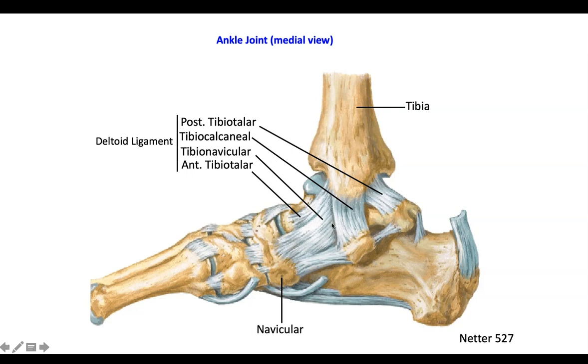The deltoid ligament, or the medial ligament of the ankle joint, has 4 different parts. It has the anterior and posterior tibio-talar part. It has the tibio-navicular part, which extends between the tibia and the navicular bone, and the tibio-calcaneal part. The tibio-calcaneal part connects the tibia medial malleolus with the calcaneus.